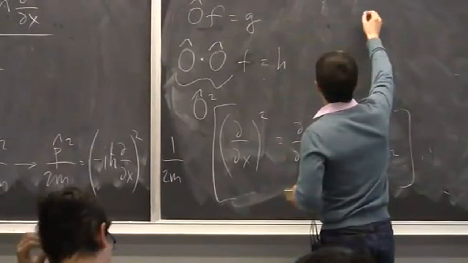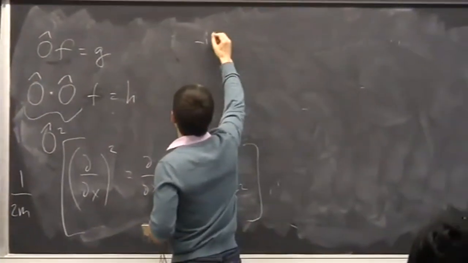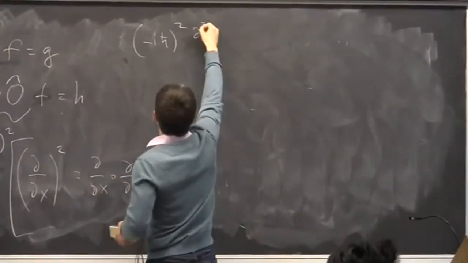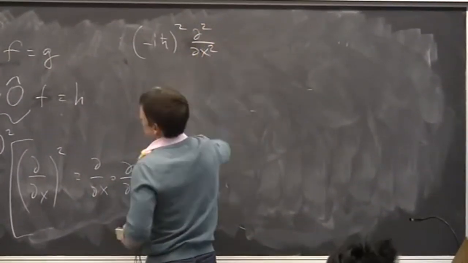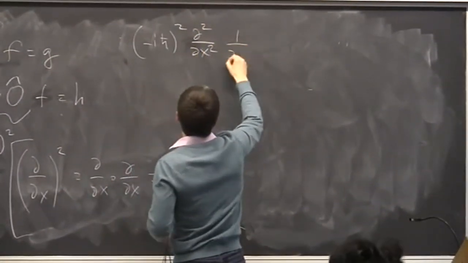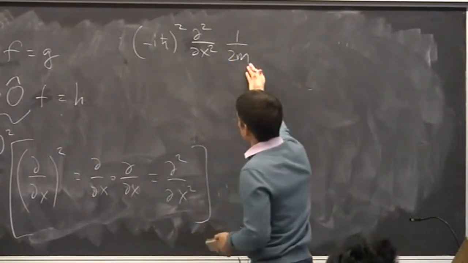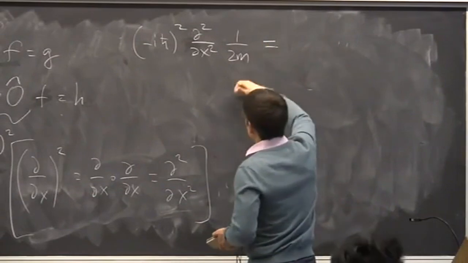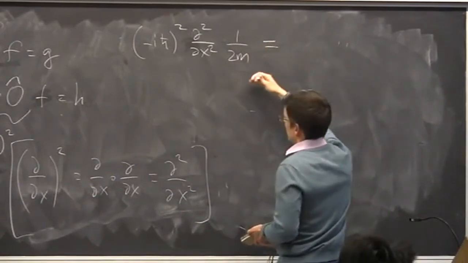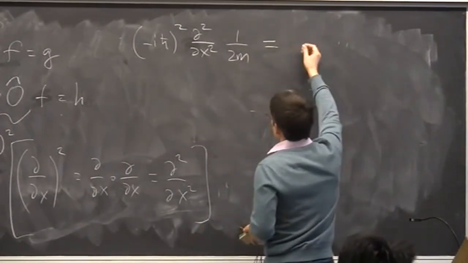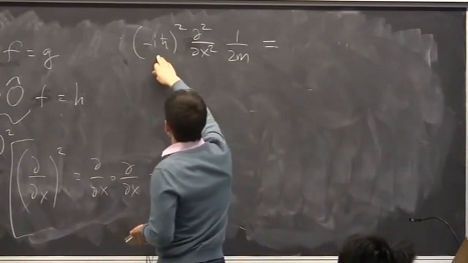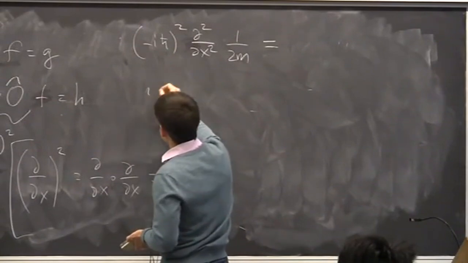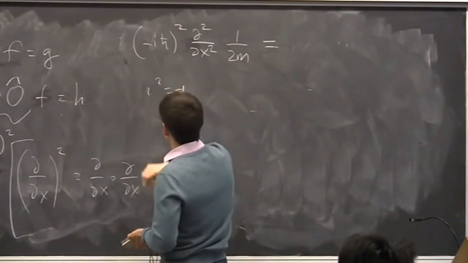Say we have minus i h bar squared, d squared dx squared, and then 1 over 2m, right? So this is a constant. The derivative doesn't affect the constant, and so we're still thinking in terms of what the operator is, and all we need to calculate is what minus i h bar squared is. We know that i squared is minus 1.